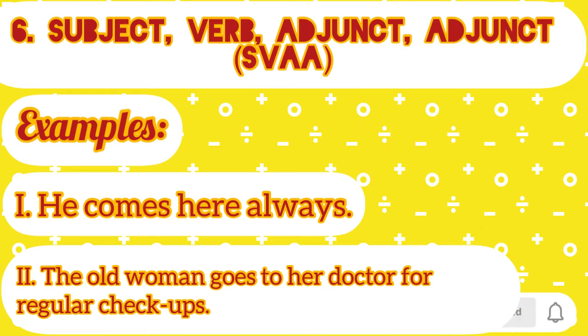Then for regular checkups is another adjunct. Why? The first form of adjunct is where does the woman go? To her doctor. Why does she go there? For regular checkup. So we see these two adjuncts perform different functions.